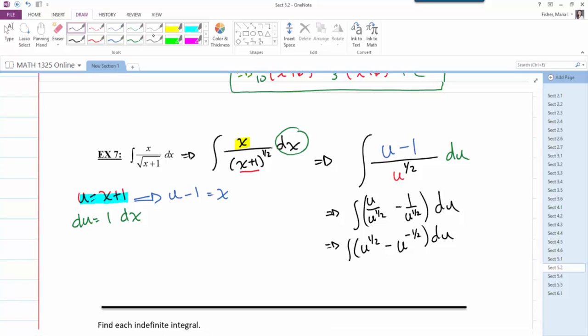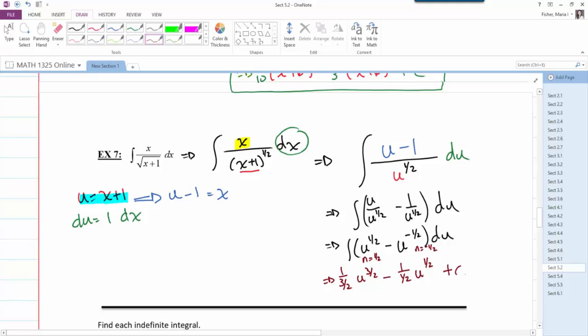Well, now I'm just using my power rule. I know that here my n is equal to 1/2. So therefore I have 1 over 3/2 u to the 3/2 minus, here I have 1 over 1/2 u to the 1/2, because my n here is equal to negative 1/2, plus c.